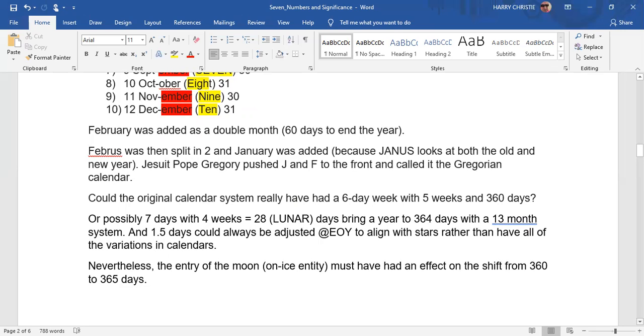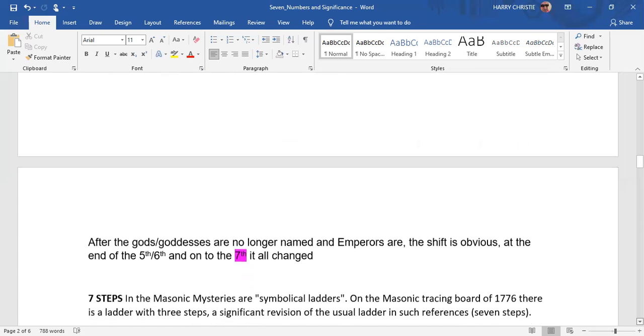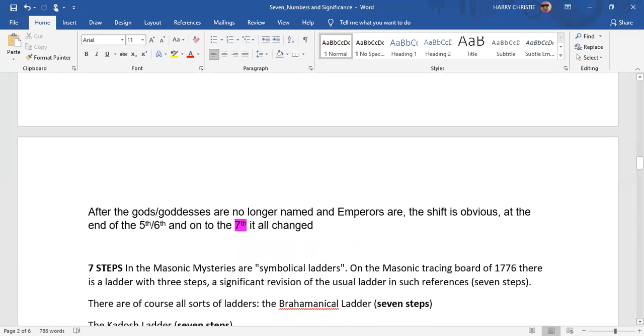We don't know, but it could have something to do with how the realm was prior to the moon actually being here. So nevertheless, the entry of the moon or the on ice entity must have had some kind of effect on this 360-day year to make it a 365. Just go back up, Harry. Oh yeah. Scroll back up again.